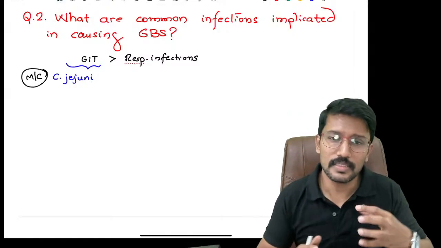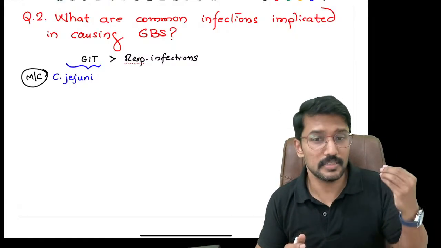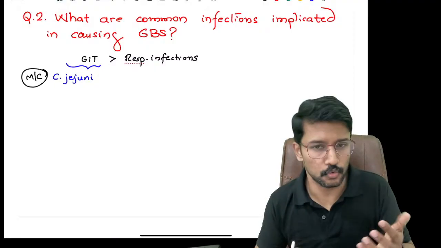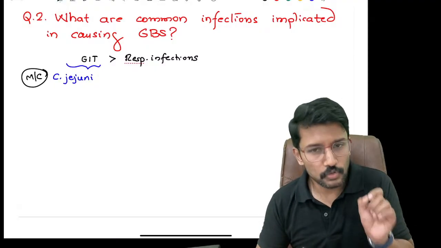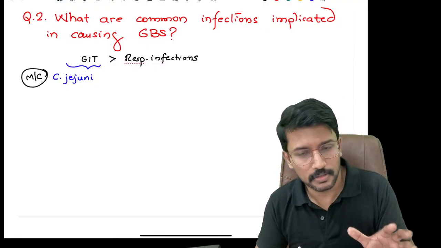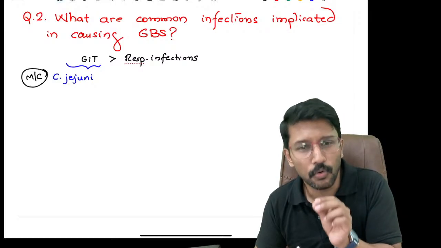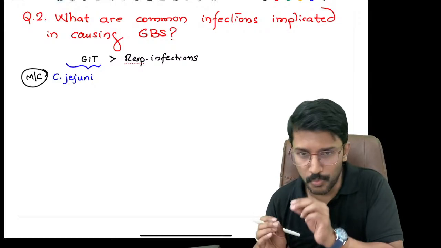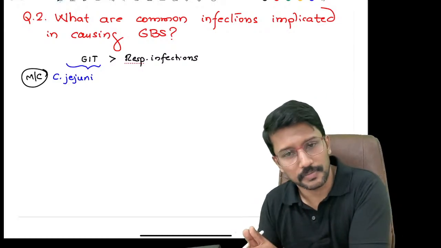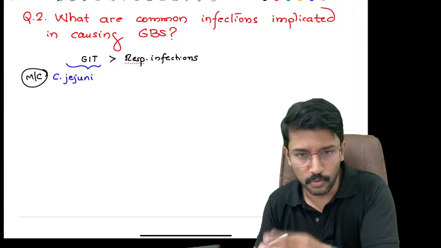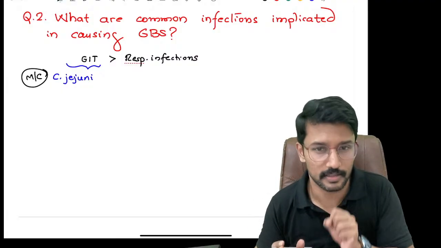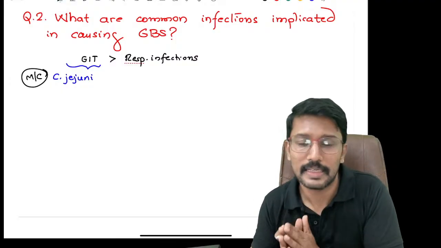Campylobacter jejuni causes dysentery, right? Dysentery means diarrhea with blood in stool. Most often, we acquire this infection by improperly cooked poultry products. That means it could be egg as well as the chicken. So improperly cooked poultry products is the most common way we acquire the Campylobacter jejuni infection.